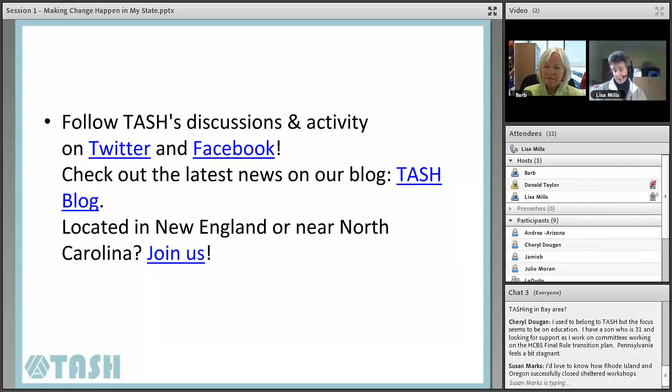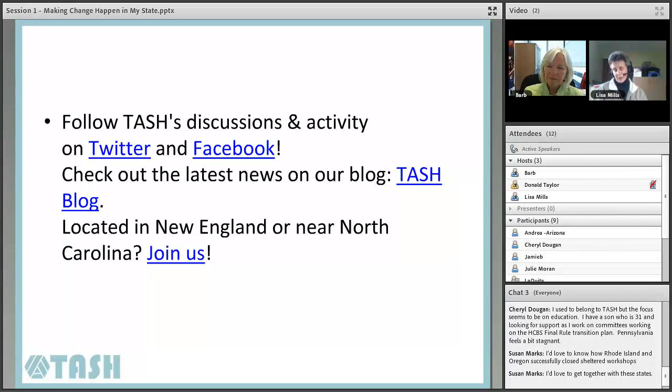I think you're going to see other states take this on. They don't want the U.S. Department of Justice in their state, and some states are making very significant plans around employment first and closing or eliminating facility-based services.